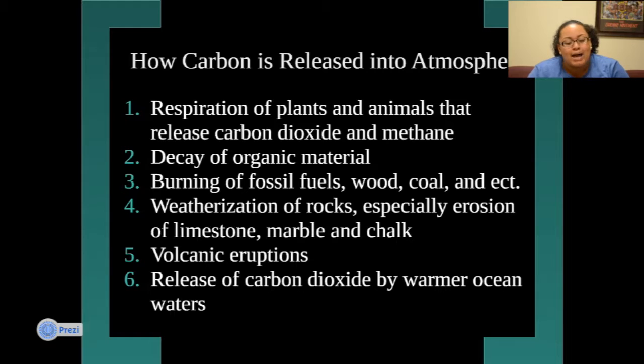Also the decay of organic material, burning of fossil fuels, wood, coal, and all the other stuff we burn, weathering of rocks, especially the erosion of limestone, marble, and chalk, volcanic eruptions, and the release of carbon dioxide by warmer ocean waters.